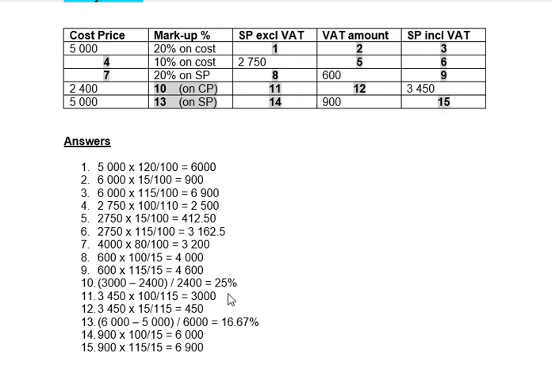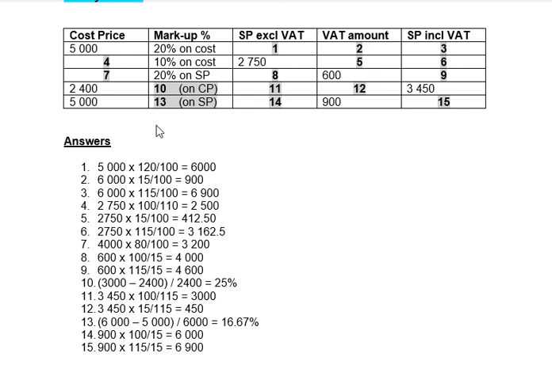minus the 900 to give you the exclusive figure of 6,000, or what do I want? I want 14, so I want the 100. What do I have? I have the 900, so I have the 15. So times by 100 over 15 will also give you the 6,000, whatever you choose.